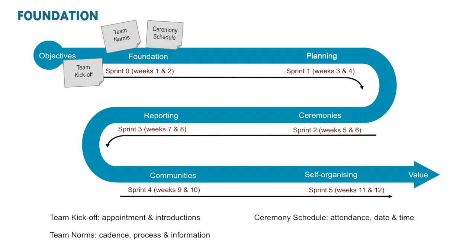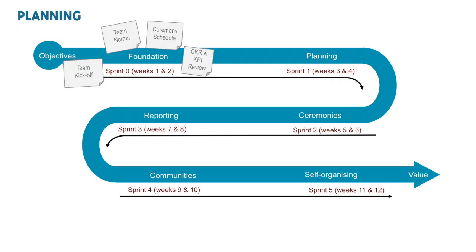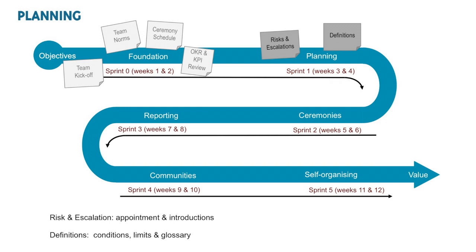Established a rhythm of agile ceremonies that encourage face-to-face communication. Reached agreement with their stakeholder, their high-level objectives and key results. Sprint 1 planning. To ensure the effective review and approval of their operational plans, the team has defined a suitable risk and escalation process.